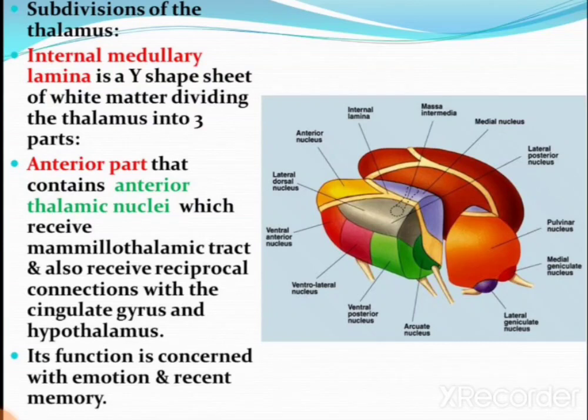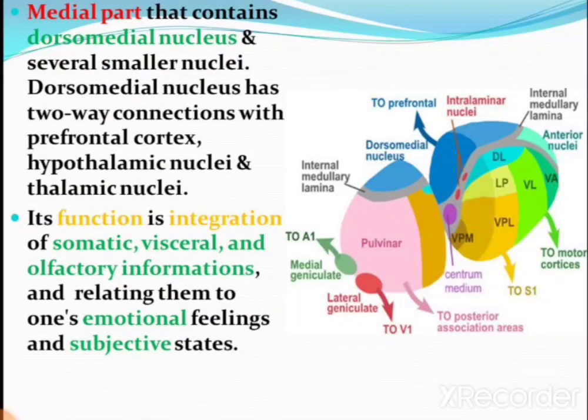Now the subdivisions of the thalamus. There is internal medullary lamina, which is Y-shaped sheet of white matter dividing the thalamus into anterior part, medial part and lateral part. Anterior part contains anterior thalamic nuclei, which receives mammillothalamic tract and also receive reciprocal connections with the cingulate gyrus and the hypothalamus. Its function is to concern with emotion and recent memory.